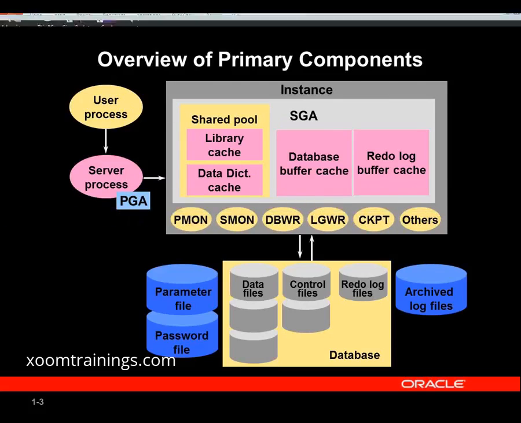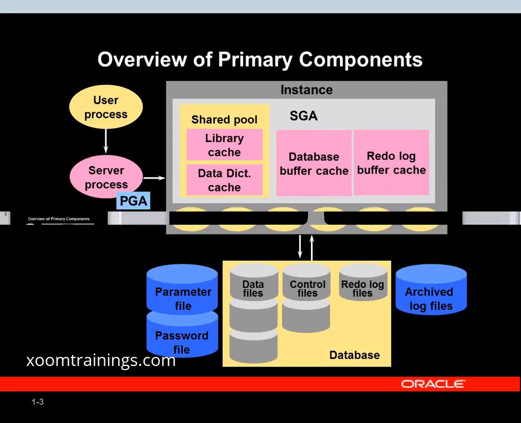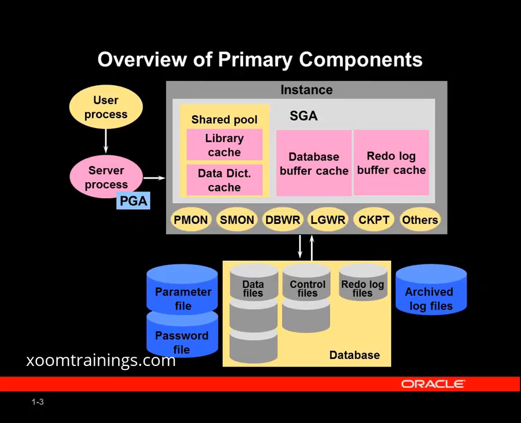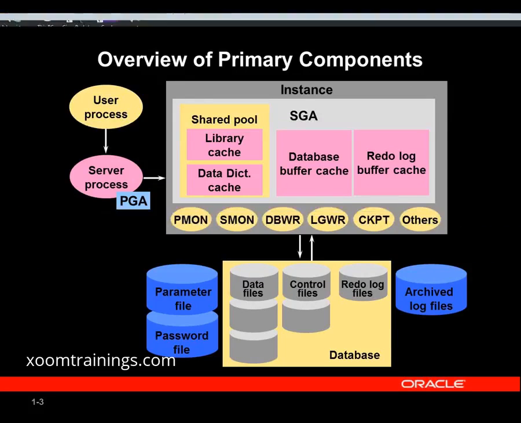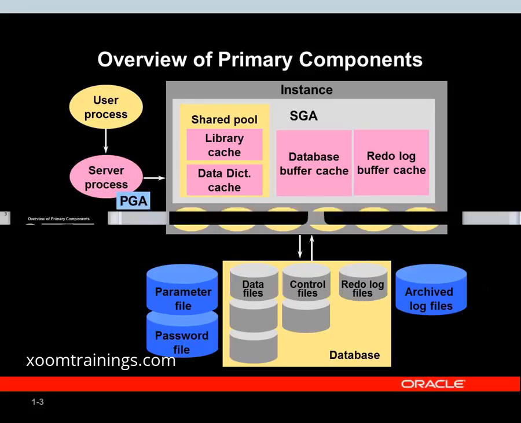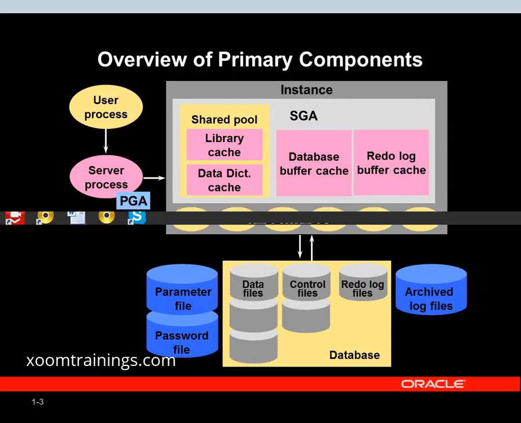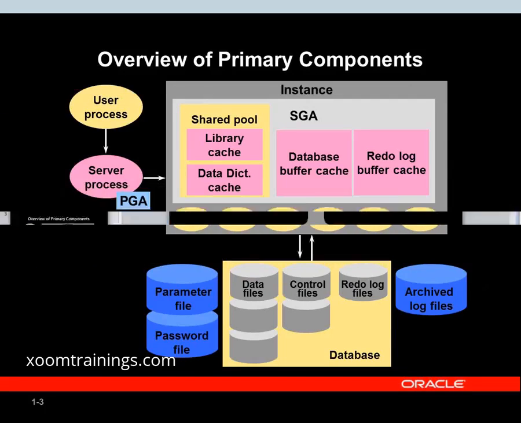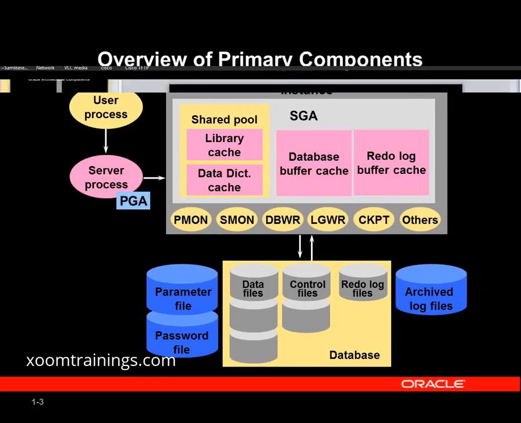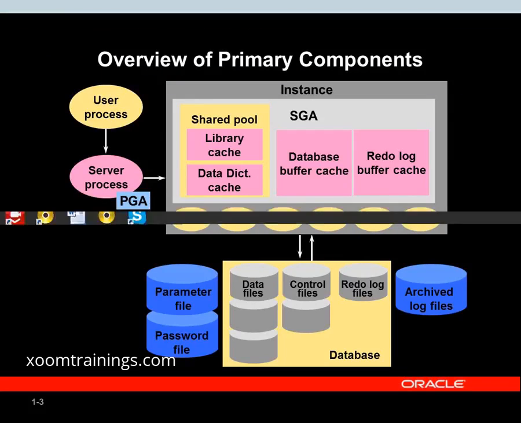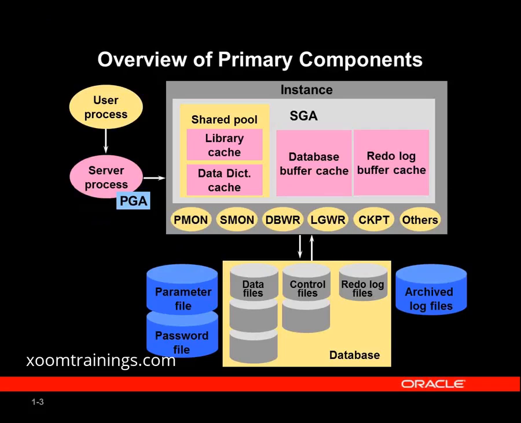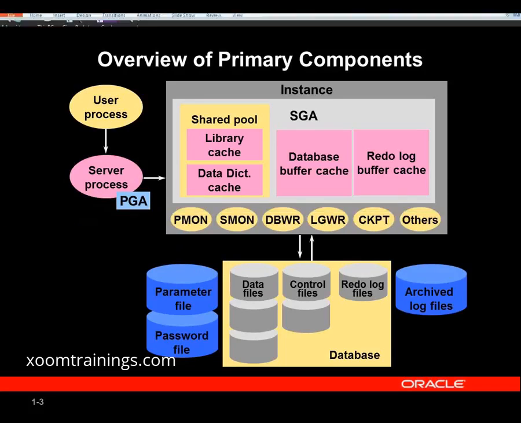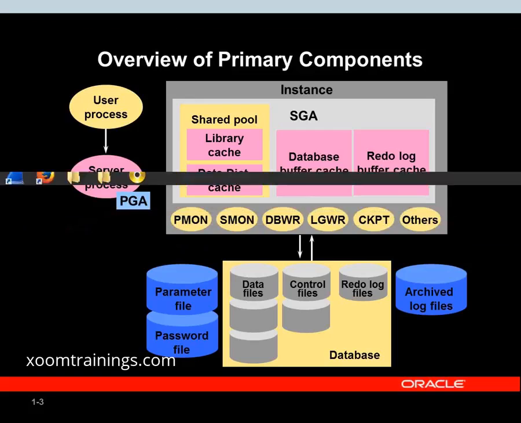The user process on the client side sends a request to the server process. The server process on the server side is responsible for checking the status in the database, such as the username and password. It checks the database and then makes the connection with the instance. It does not directly connect to the database.